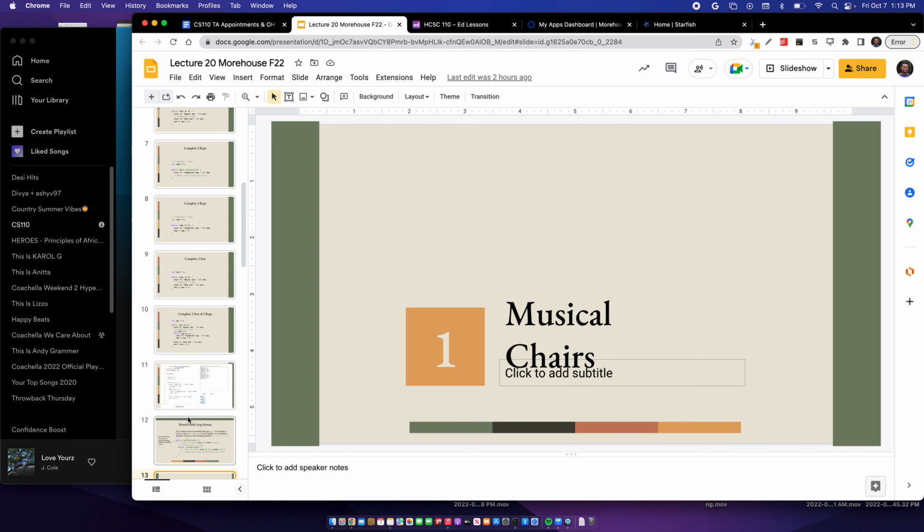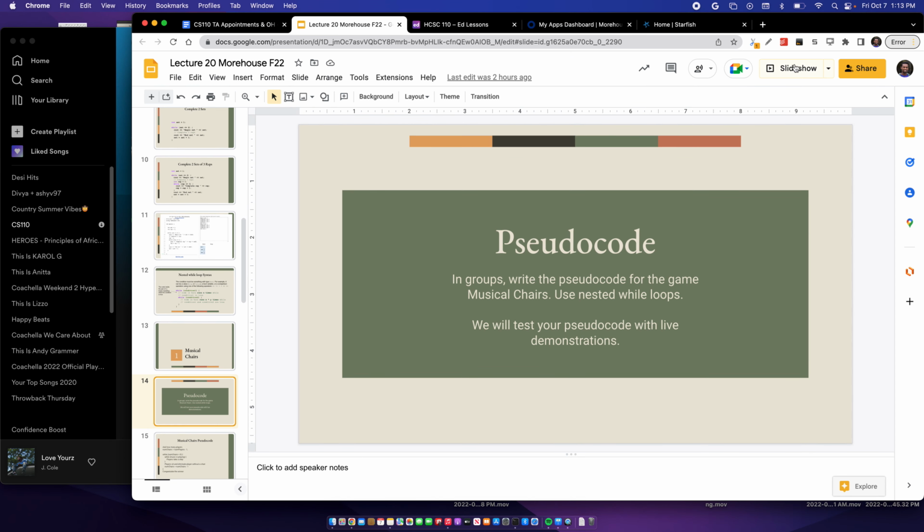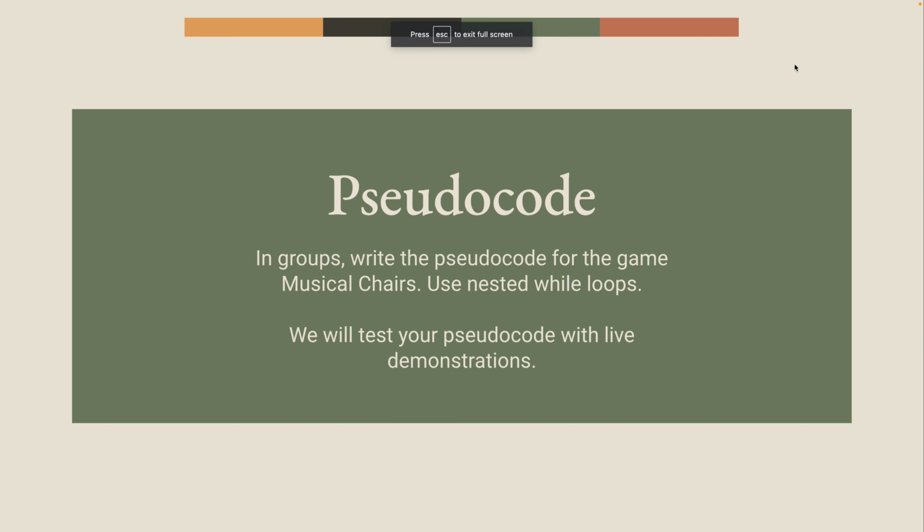Okay. So in groups, I'm going to have you all write the pseudocode for musical chairs. And then I'm going to take your pseudocode and we're going to test it out with live demonstrations. All right? So we'll have you 4 grouped together here. Your pseudocode should have 2 while loops. Try to make sure it looks kind of like the structure of code, but you can give summaries. So, you know, we might not know how to code music playing, but you can just write down music playing, right?